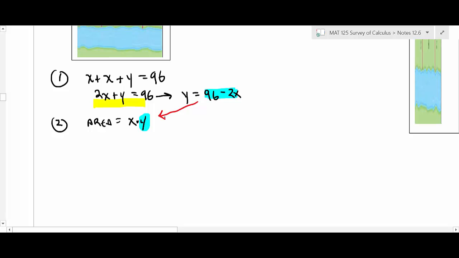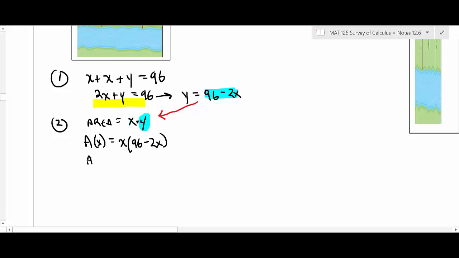You always want to get your function down to 1 variable. Otherwise, you aren't going to be successful figuring it out. I'm going to call this A, and I leave x alone and change that y to 96 minus 2x. I'm going to write that as A of x. It's a function of 1 variable x. You could also have solved that equation for x and plugged it in. You'd still get the same answer. It would just be in terms of a different variable.